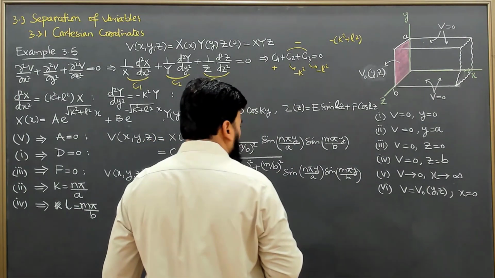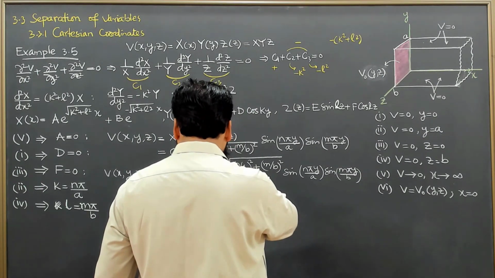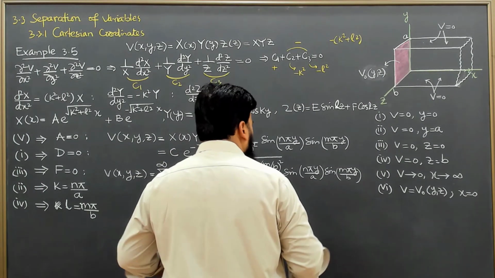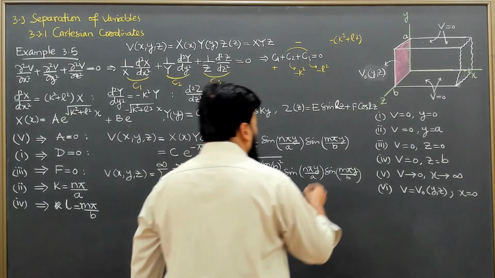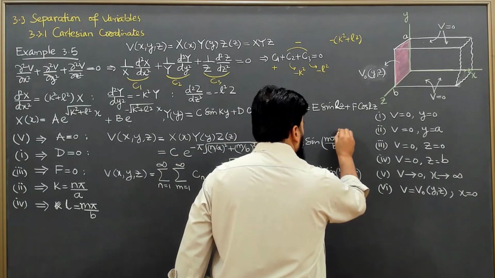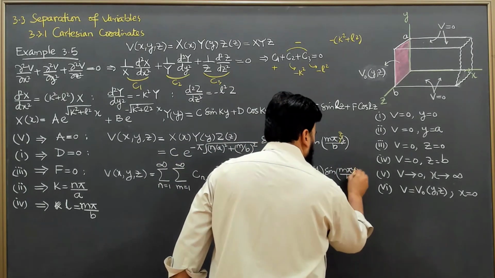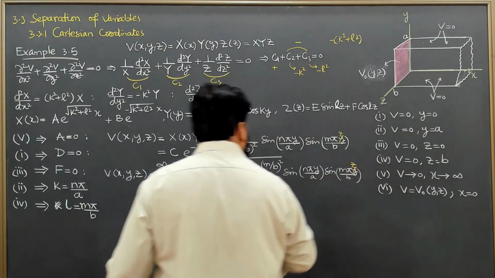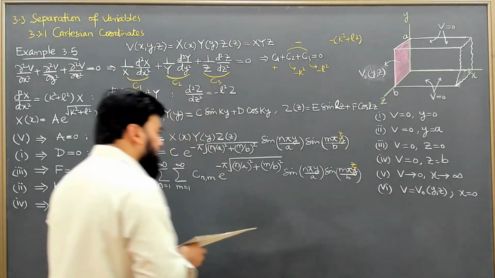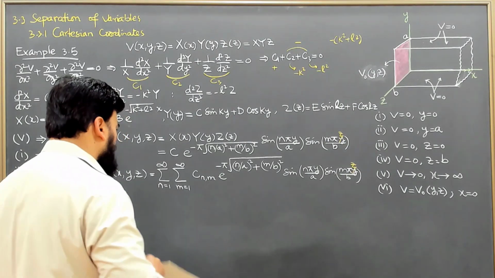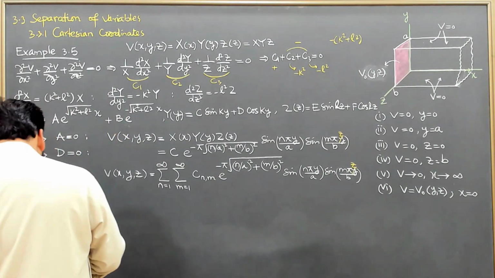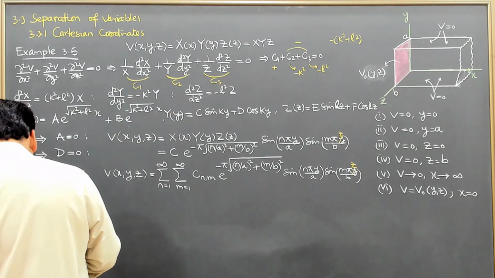Okay, here we will have to correct one thing. This one is not y, but this is to be z. And similarly here this is to be z, n pi y over a and then m pi z over b. So here we have this thing.